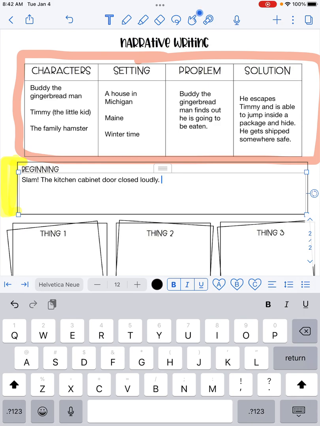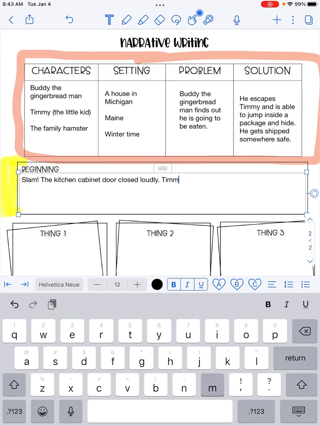Now I need to remember that I need to be introducing my characters and the setting. So I'm in a house. So who might be slamming that kitchen cabinet door that I need to talk about? Timmy, right? So I could say, slam, the kitchen cabinet door closed loudly. Timmy sighed and continued looking for a snack to eat.